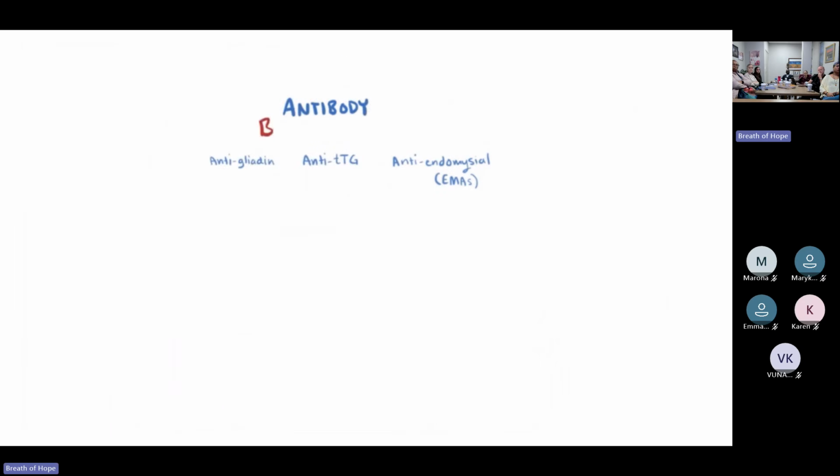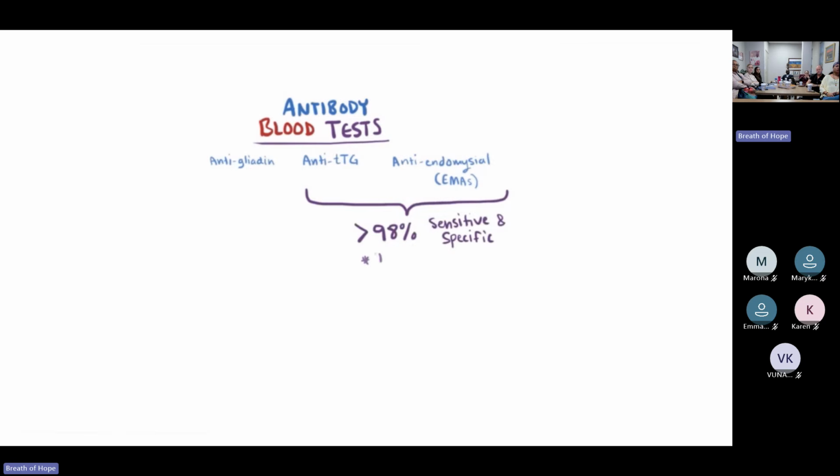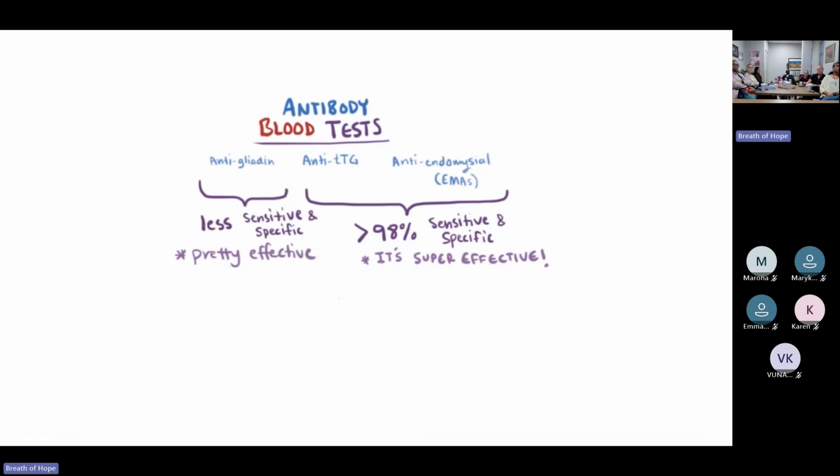Tests for antibodies in the blood are used clinically to screen for celiac disease. IgA blood tests for both TTG and endomysial TTG are more than 98% sensitive and specific, and are a super effective screening test. Tests for IgA or even IgG antibodies against gliadin are less sensitive and specific, but are still pretty effective tests to screen for the disease.